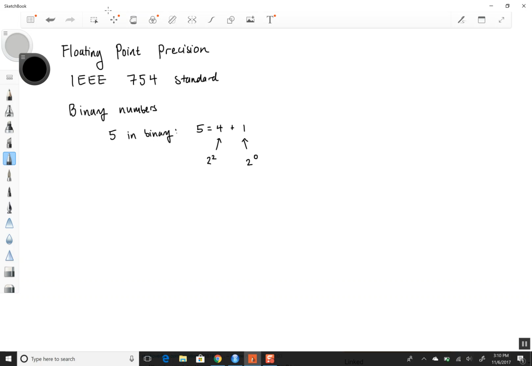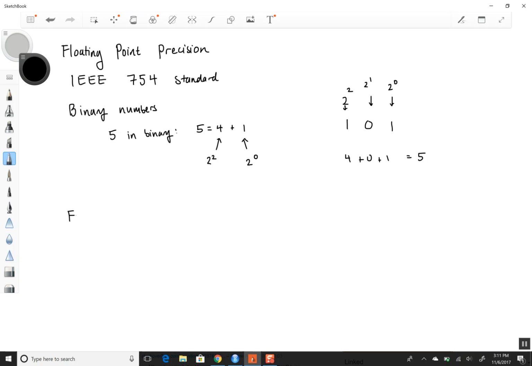Okay, and so to represent this in binary, we would say this is 1, 0, 1. The first one is 2 to the 0. This is 2 to the 1, or the 2's place. This is 2 squared right here, okay? And so this would be 4 plus 0 plus 1, and we would have 5. All right, so that's binary, and we can count using binary.